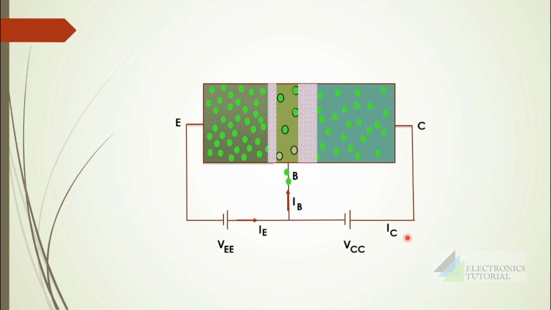Similarly, there is one more current, IC, the collector current. By the effect of this positive terminal, the electrons from the collector side will be traveling towards the positive terminal of VCC, thereby constituting the collector current IC, which can be shown in the opposite direction.